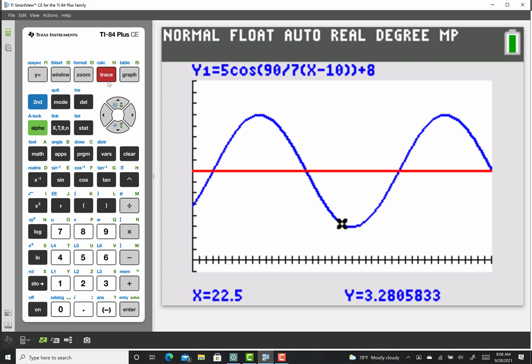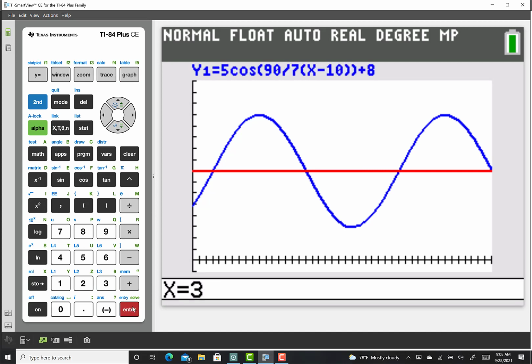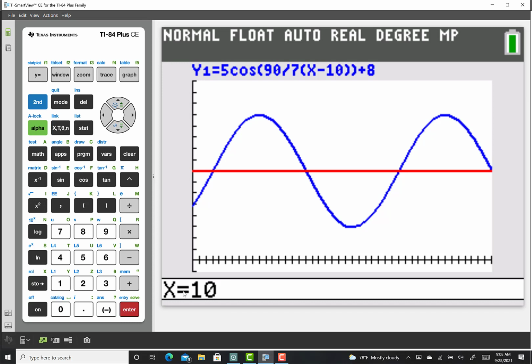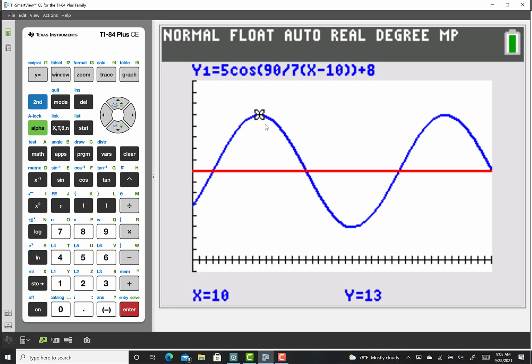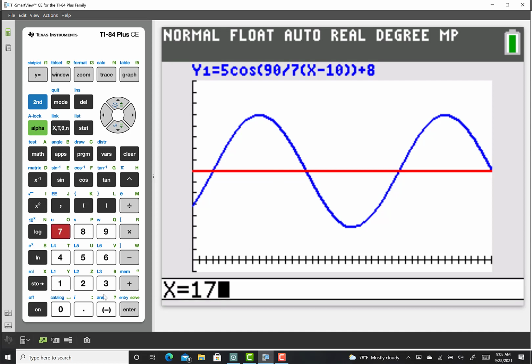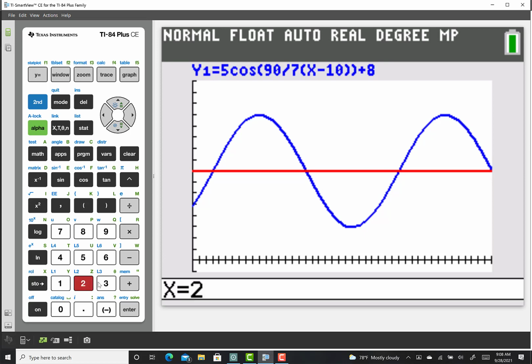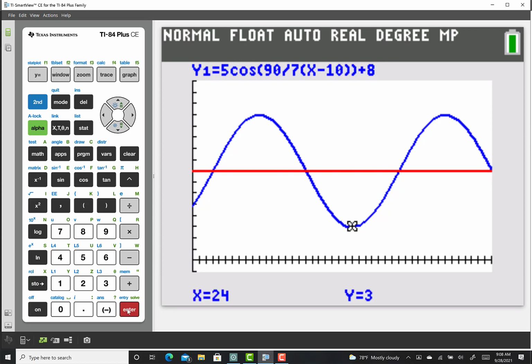I'm going to push trace, and I'm going to see if it works. At 3, I have a point at the midline. So 3, enter. Do I have a point at the midline? Yeah. At 10, I have a max. So I'll push 10. And yep, sure enough, I have a max at 13. And then what's the next one? 17? 17, back at the midline, 8. And then I have a minimum at 24. And look at that. It works. Are we good, guys?